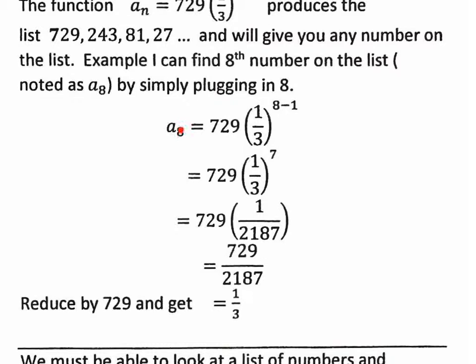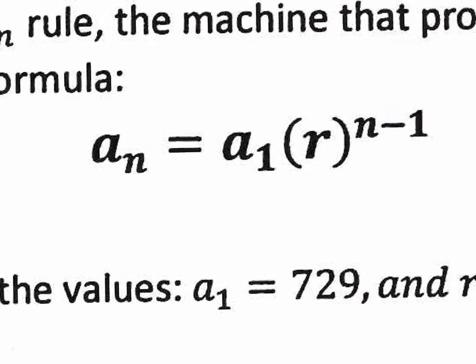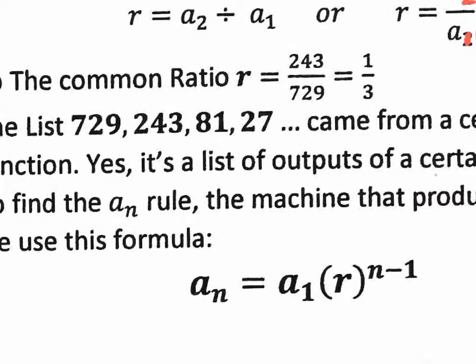So you could find the 9th term if you wanted to by plugging in 9. You could find the 5th term by plugging in 5. I hope this makes sense to you guys because we will have to use this. So please memorize this right here. A sub 1 is the first number on your list. The common ratio. How do you find the common ratio? You simply take a number and divide it by the previous number. 27 divided by 81. That's what you do to find the common ratio. And if you have your first number and the common ratio, you have the machine that produces a list, and that means you could find any number you want.